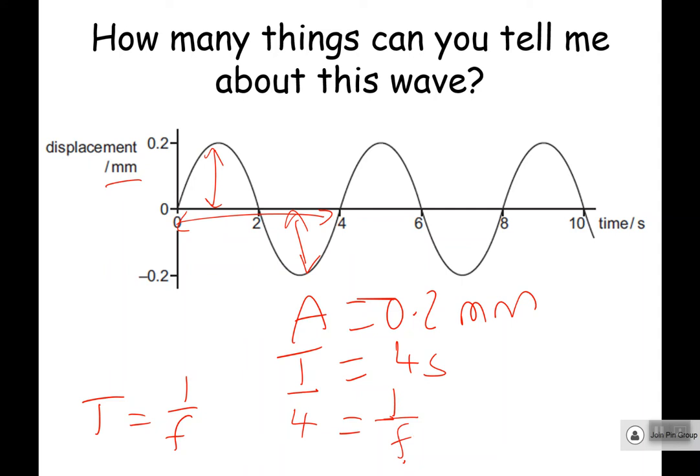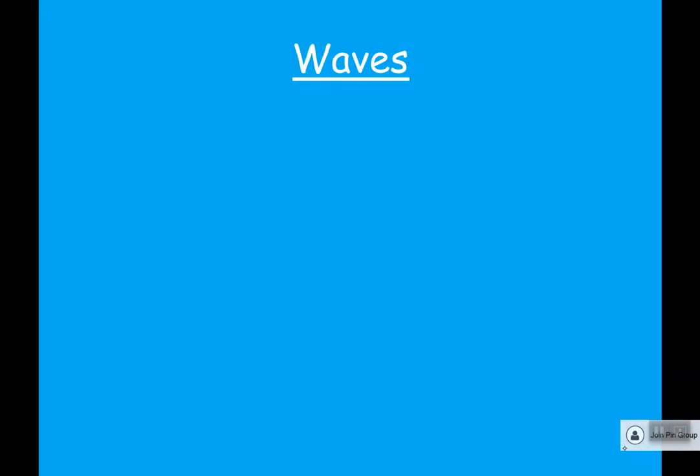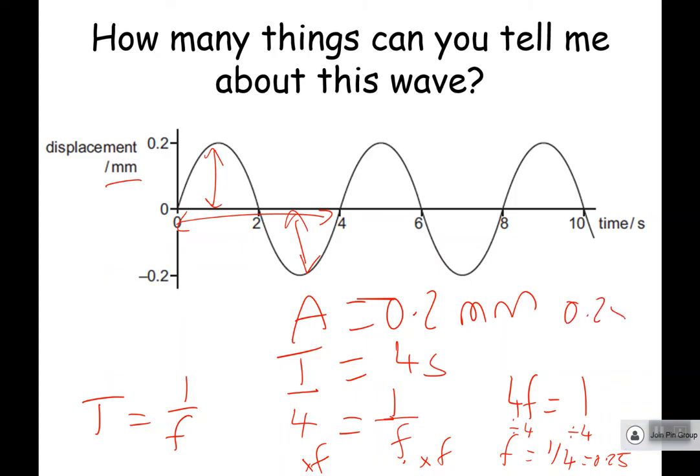Now to rearrange this, some people can do it in their heads. To rearrange it, I times both sides by f. So you get 4f equals 1. Then it's a bit easier to arrange now. Divide both sides by 4, and you get f equals 1 over 4, which is 0.25. We're running out of room. 0.25 hertz. So you get a quarter of a wave every second. So after 4 seconds, you will have one wave.